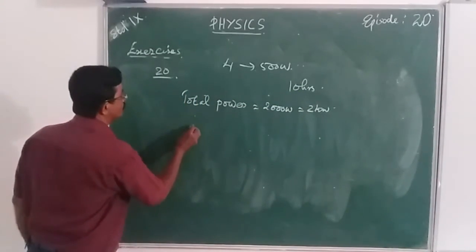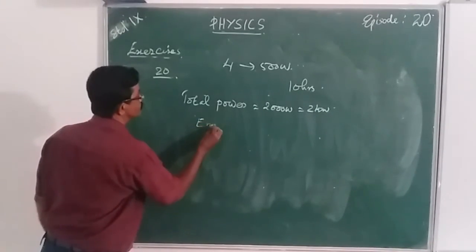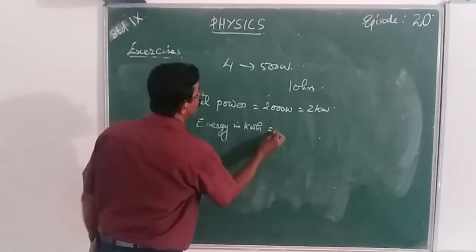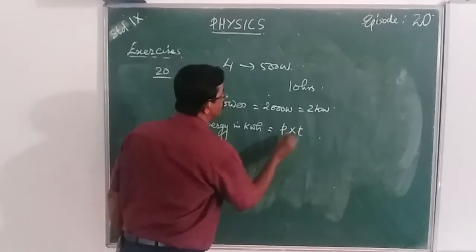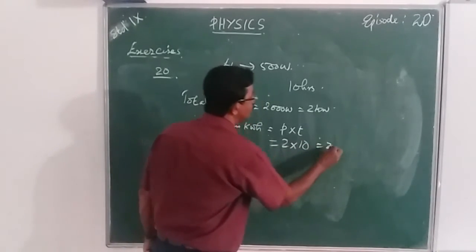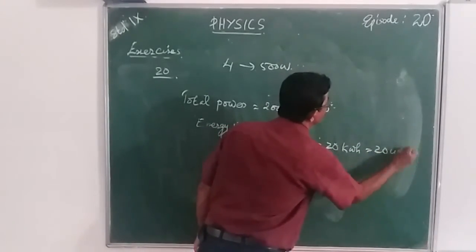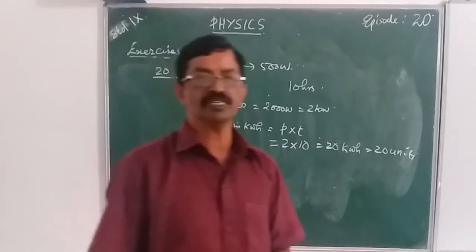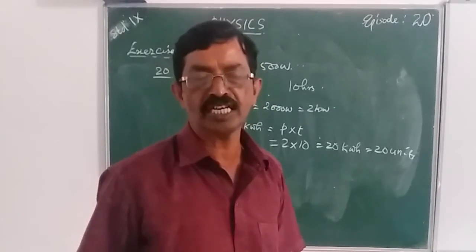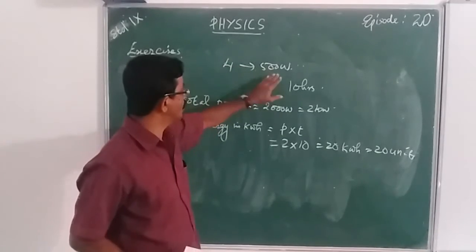So energy in kilowatt hour is equal to power in kilowatt into time in hours. That is equal to 2 kilowatt into 10. That is equal to 20 kilowatt hour or 20 units. That is the energy consumed. How much energy is consumed? 20 kilowatt hour or 20 units is the energy consumed within this time by the 4 devices of 500 watt each.